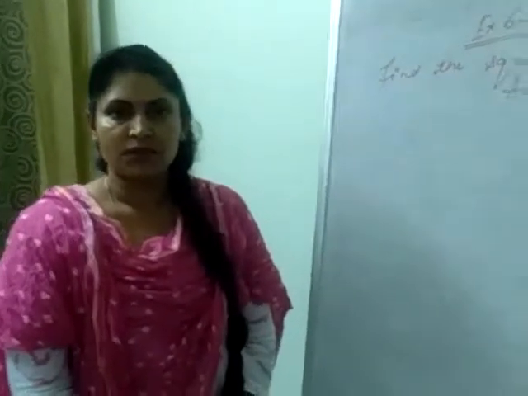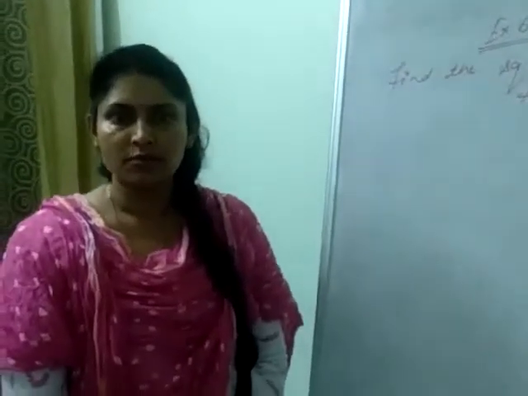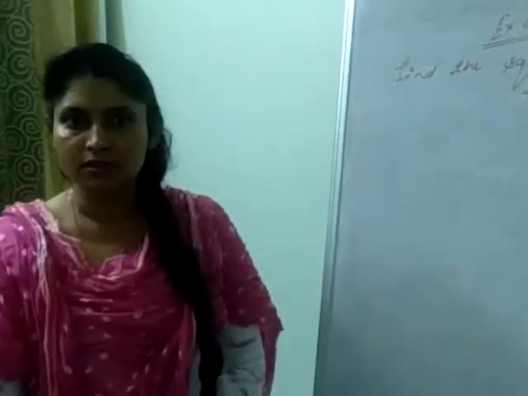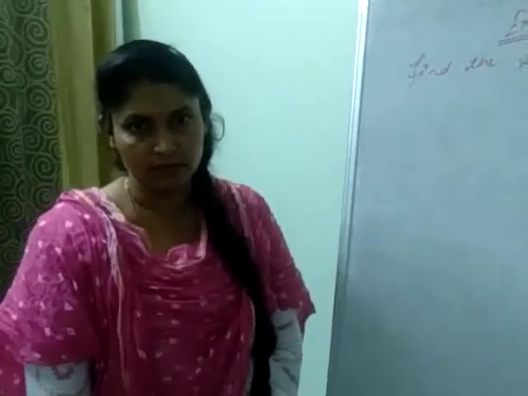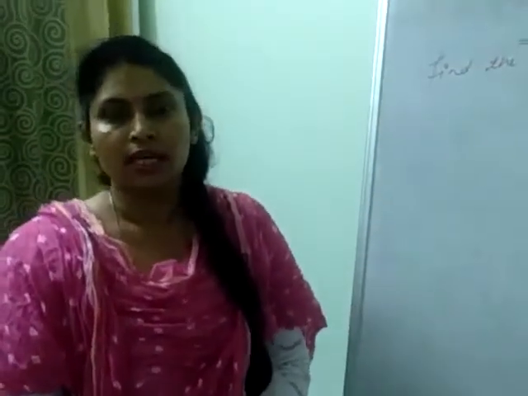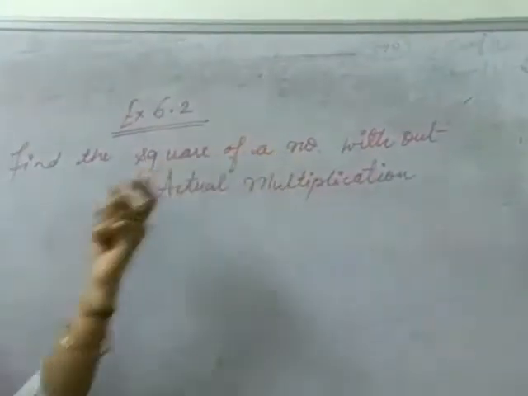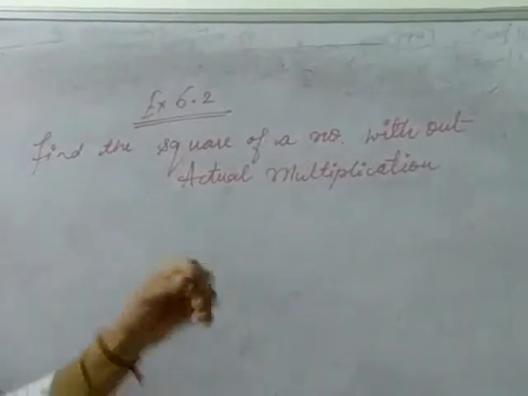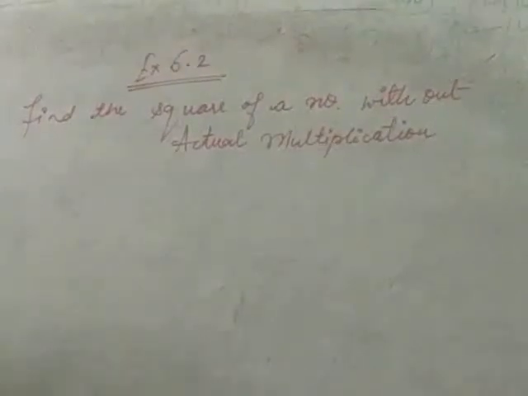Hello students, in our last video we did exercise 6.1, which was based on finding the sum of the first n consecutive odd numbers. That was about how to find the units place of a perfect square number, and we also learned how to find how many non-perfect-square numbers lie between any consecutive perfect squares. So today I will be teaching you how to find the square of a number without actual multiplication. But before this, I want to teach you one small trick that will surprise you.